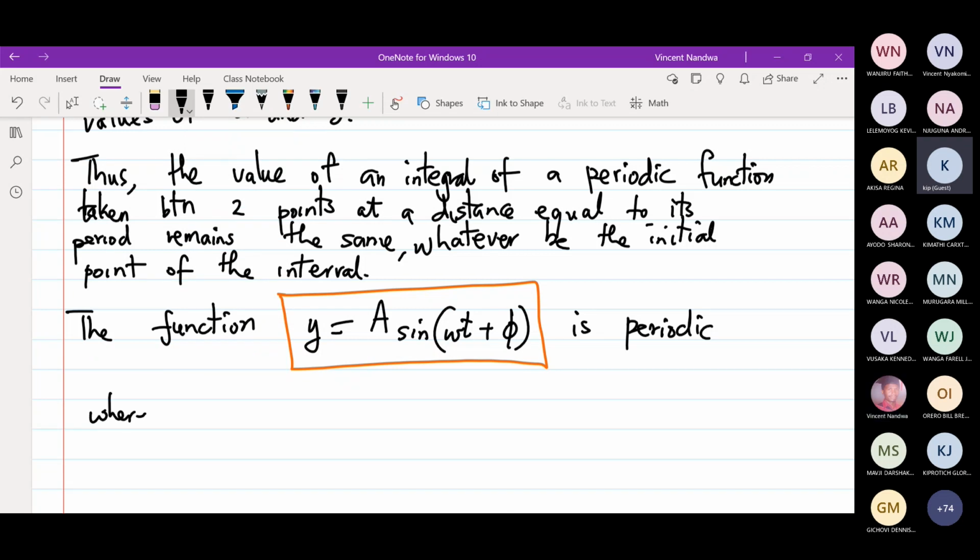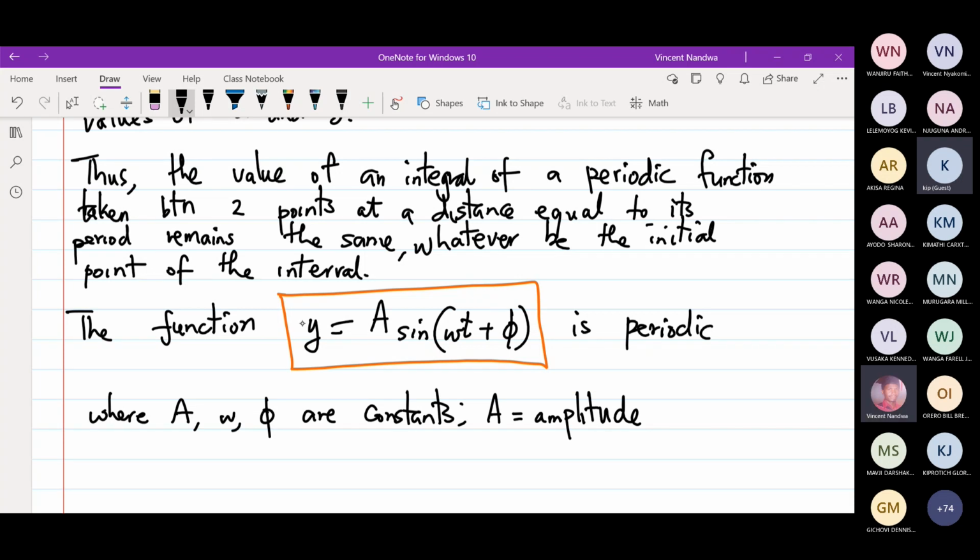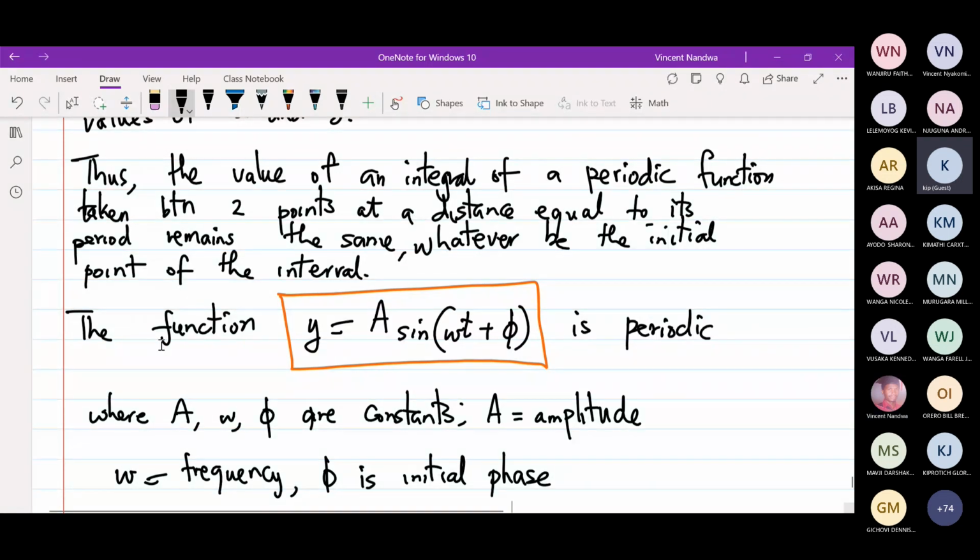This A defines the amplitude. Then omega defines the frequency. This phi is the initial phase, or simply the phase angle. This equation is actually this harmonic.